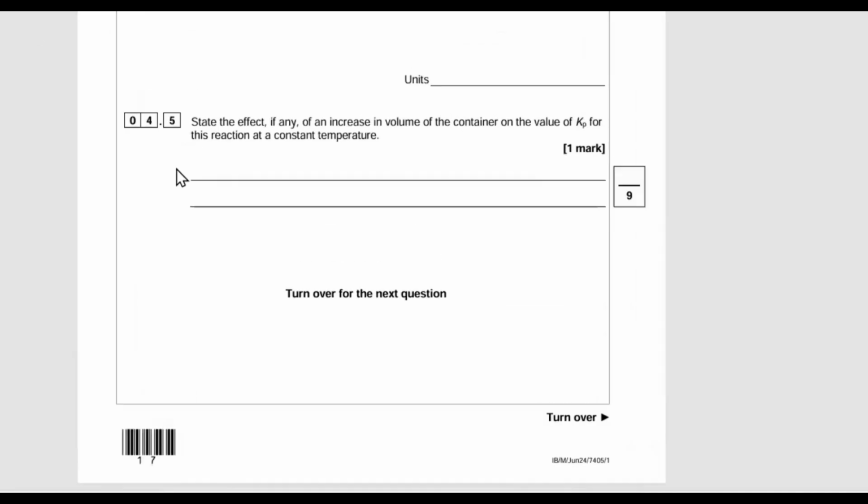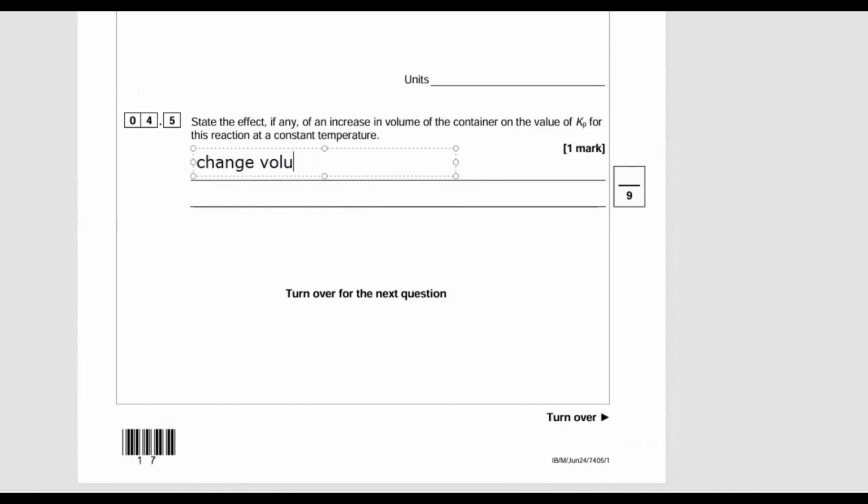State the effect, if any, of an increase in the volume of the container on the value of Kp for the reaction at constant temperature. Okay, when you change volume, what happens? So basically, you don't need to write all this, but I'm just going to put it so you can see it's an explanation.